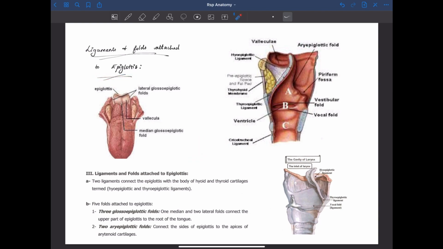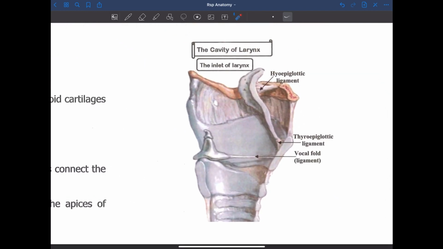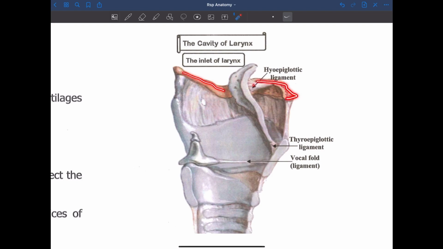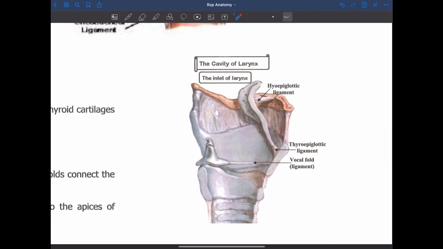The ligaments attached to the epiglottis are the hyoepiglottic and thyroepiglottic ligaments. Here you can see this is the hyoid bone, and this ligament attaches the epiglottis with the hyoid bone. It is known as the hyoepiglottic ligament. Since this attaches the hyoid bone to the epiglottis, it is known as the hyoepiglottic ligament. It's as simple as that. There's nothing more serious to it. Just take it simply, don't stress.